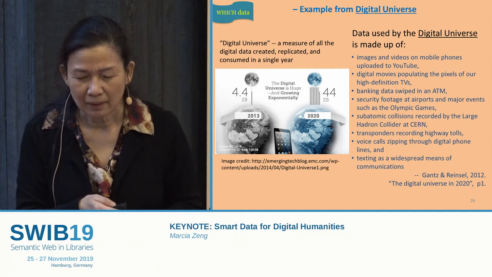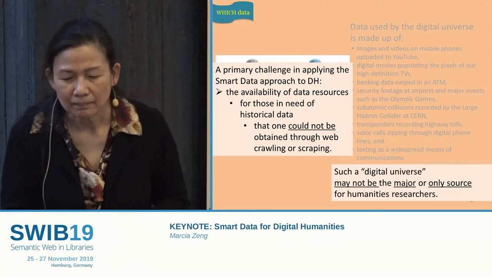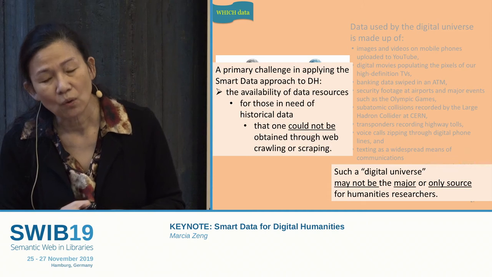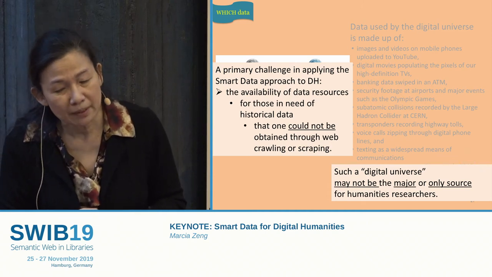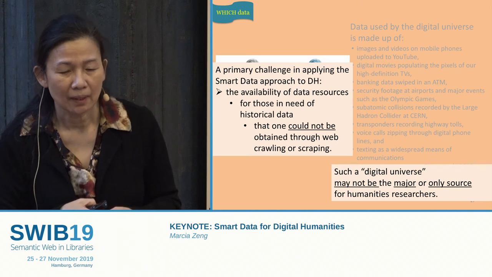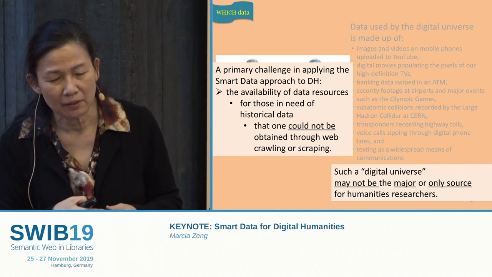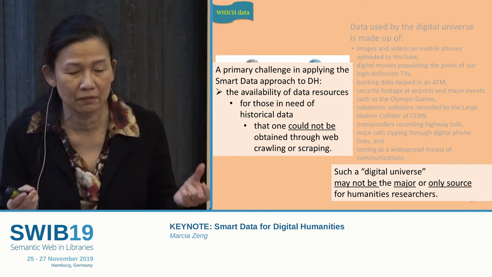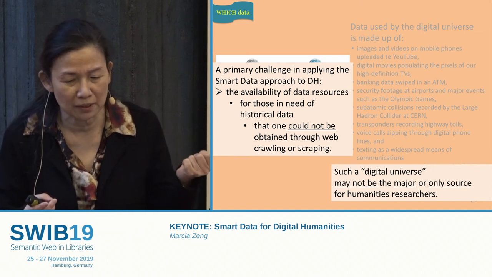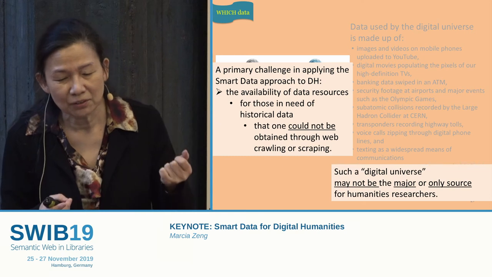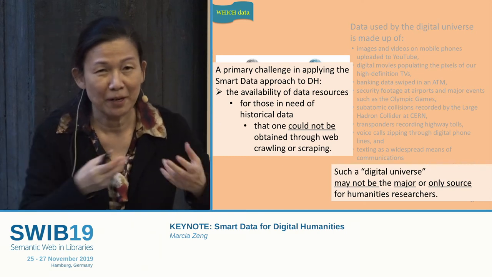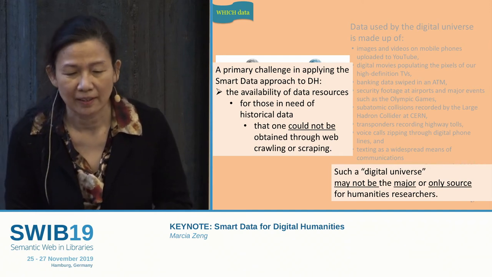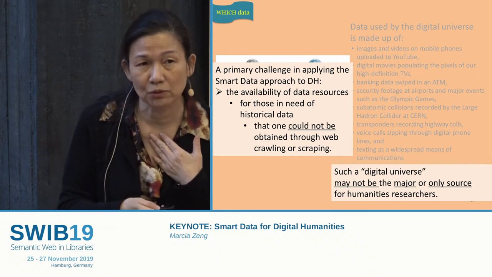However, think about this. Such a universe may not be a major or the only source for humanities researchers. A primary challenge in applying the smart data approach to digital humanities is the availability of data resources. For those people who are in need of historical data, those cannot be grabbed from the web. Those are the major challenges, and those are the data our libraries, archives, and museums usually serve.